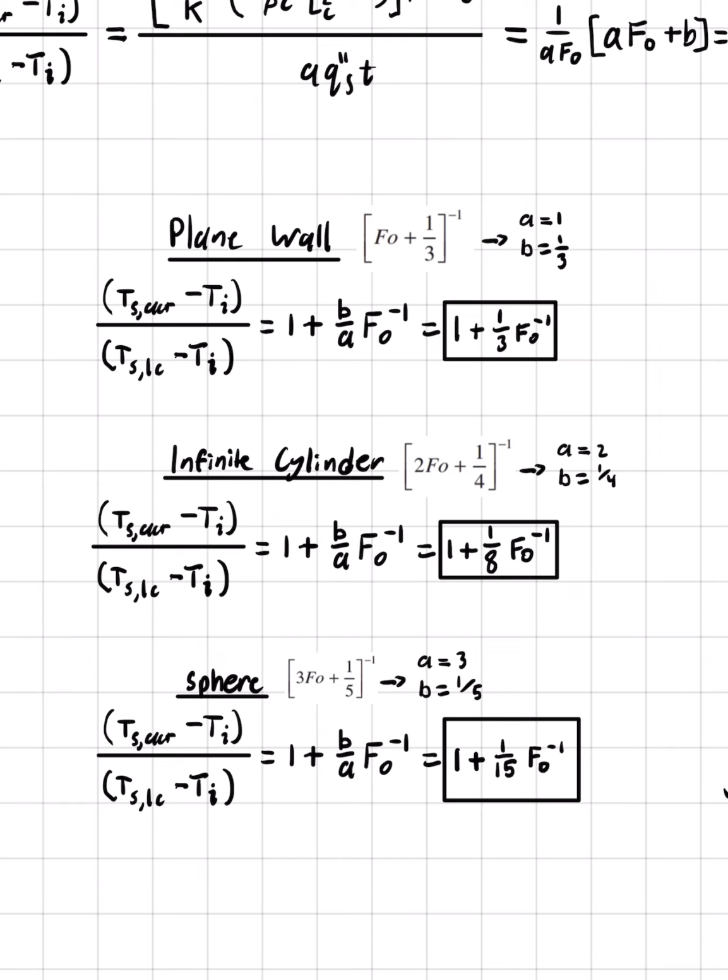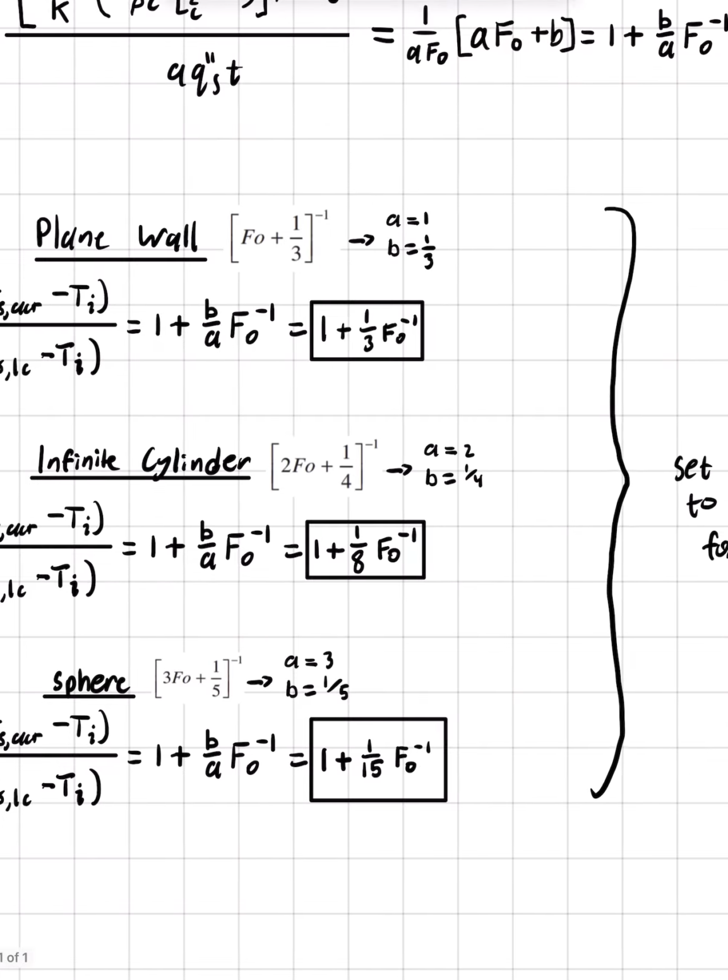For the infinite cylinder, the solution is 2 times the Fourier number plus 1/4, inversed, so A equals 2 and B equals 1/4. This gives 1 plus B over A times the inverse of the Fourier number, which equals 1 plus 1 over 8 times the inverse of the Fourier number. Finally, for the sphere, it is 3 times the Fourier number plus 1 over 5, inversed, so A equals 3 and B equals 1/5. This gives 1 plus B over A times the inverse Fourier number, which equals 1 plus 1 over 15 times the inverse of the Fourier number.